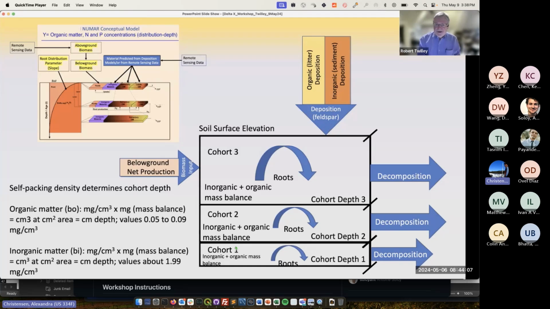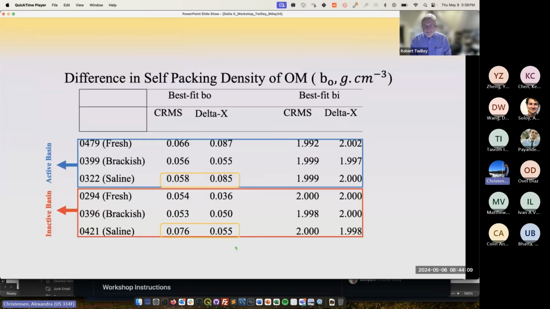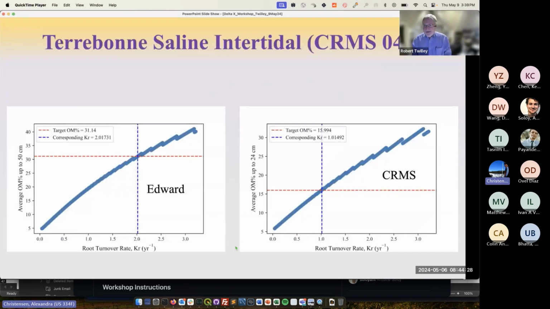Pradipta is going to go through quite a bit of that. I'm just showing you some of the different values. The BO value ranges from 0.05 to 0.09. The inorganic self-packing density, though, is pretty much spot on 1.99 across all our sites. And so, again, this is something that we've been working on in improving these models.